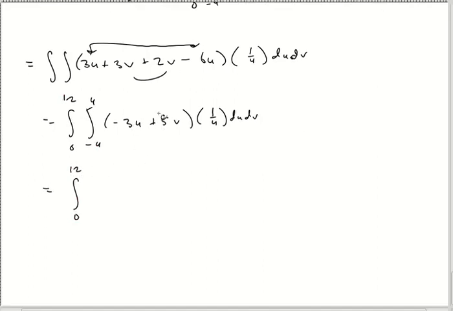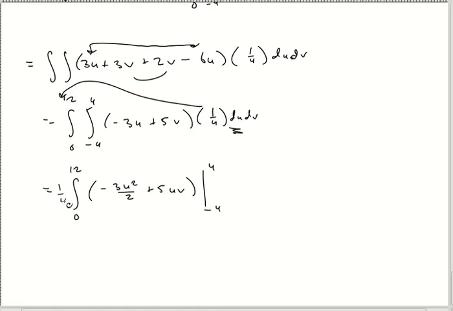So integrating in terms of u, because that's what comes first, I'll have a negative 3u squared over 2 plus 5uv from negative 4 to 4. I guess I forgot my 1/4. Let me just toss that in the front so everyone's happy. There we go. So we won't forget it now. Go ahead and plug in the 4 and the negative 4, all that kind of stuff.